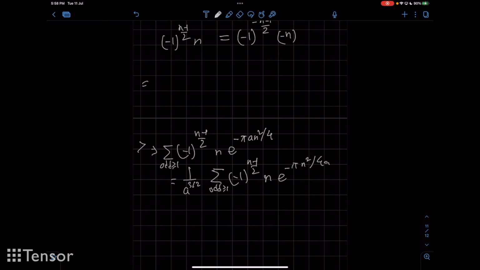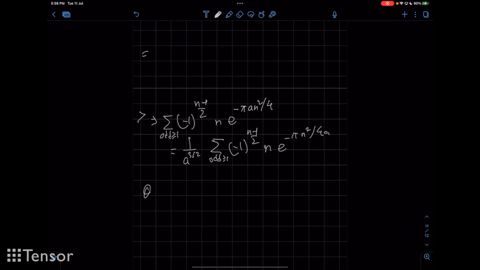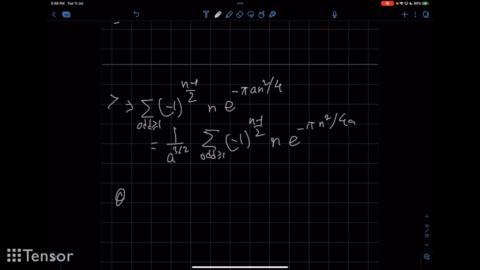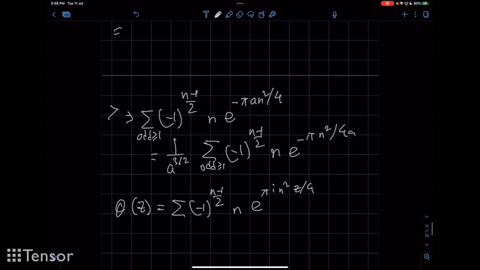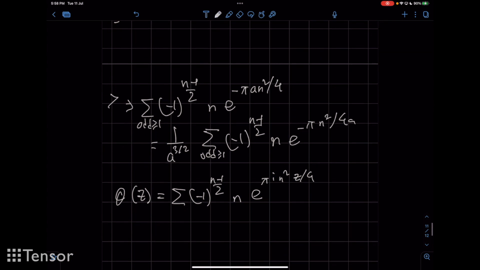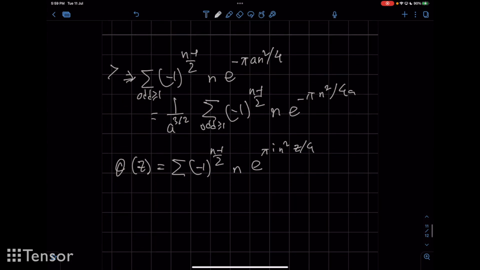Now what? Now we define a new function. We define a function theta. And what is theta? Theta is defined as theta of z is equal to the sum of negative 1 to the power (n minus 1) over 2, times n, times e to the pi i n squared z over 4. So we just replaced negative a by iz in this sum and define a new function theta. And this function is defined on the upper half plane, of course.